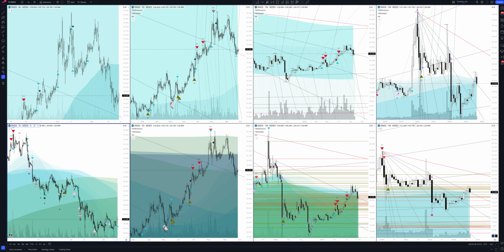Today we will take a look at Surgut stock. Let's analyze the market situation and find out how you can make money on it. Let's start.